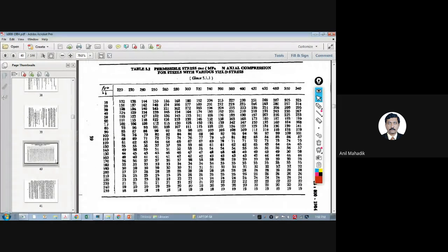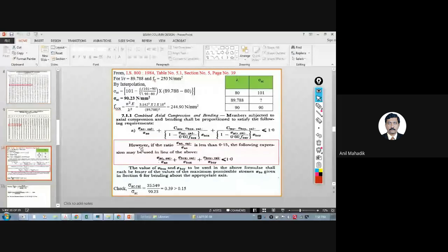Fy is 250. And how much is L upon R coming in our problem? L upon R is coming 89.